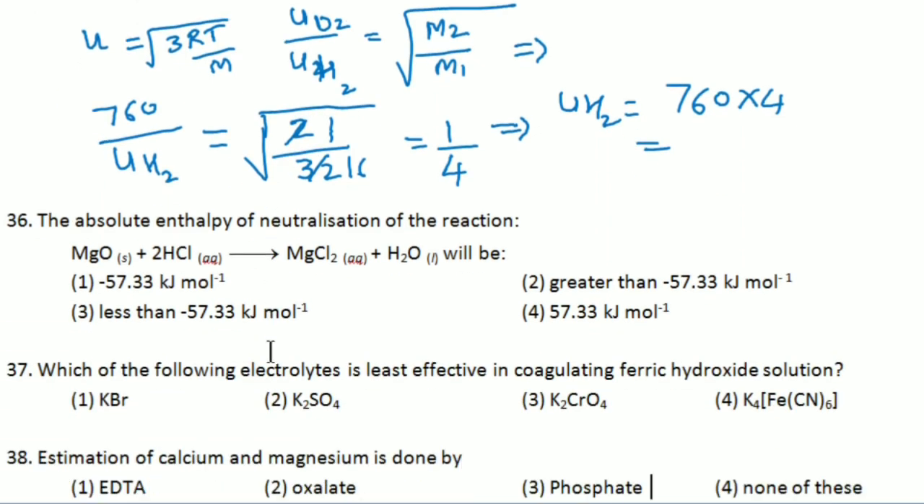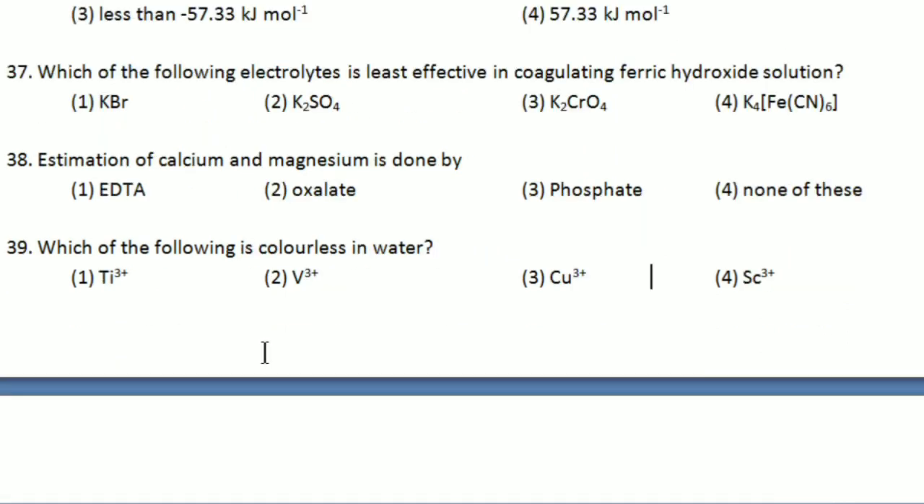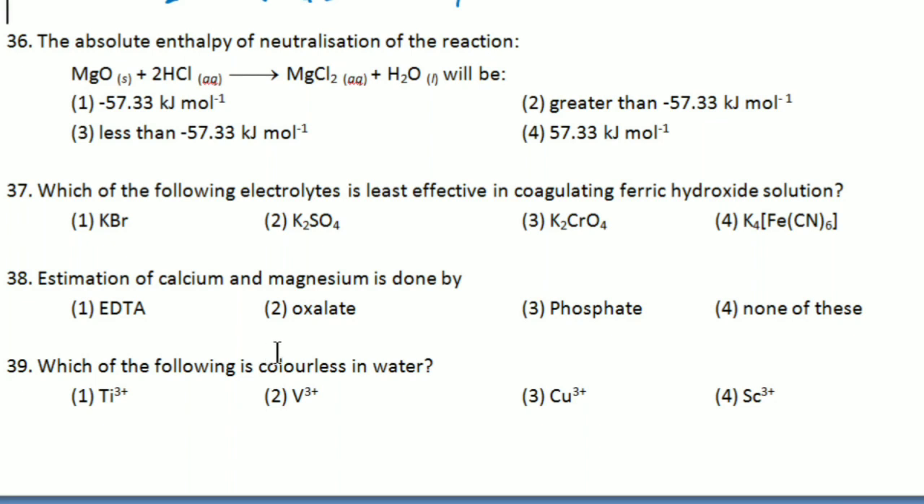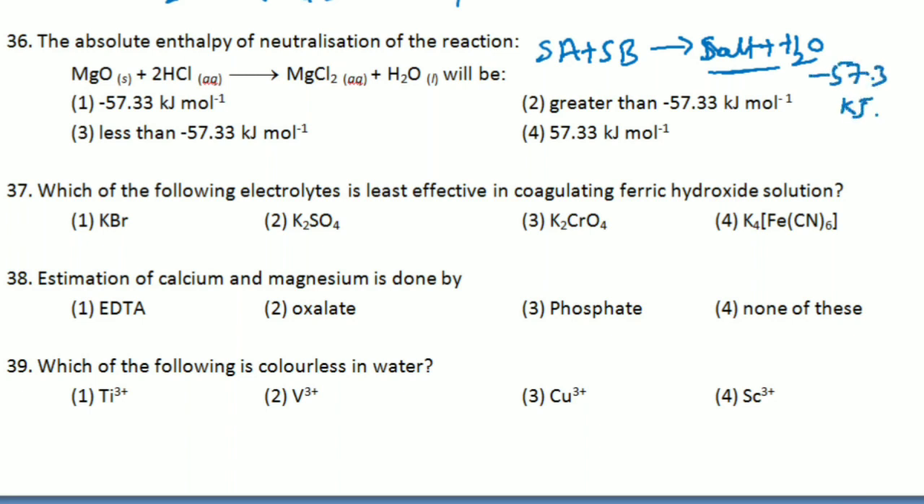36. Absolute enthalpy of neutralization of MgO plus HCl they are asking. So how much will it be? Now generally, neutralization reactions, remember, if it is a strong acid plus strong base, it will give rise to salt plus water. This is always constant as minus 57.3 kilojoules. So this is a constant value.